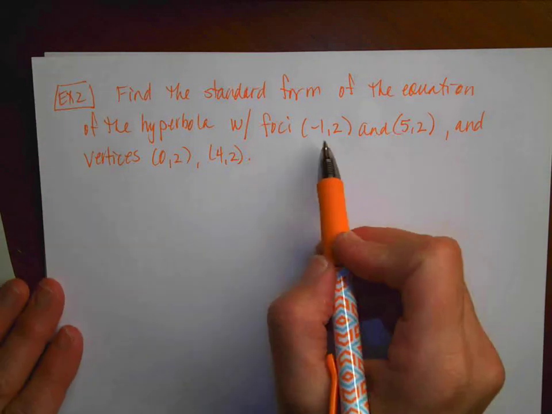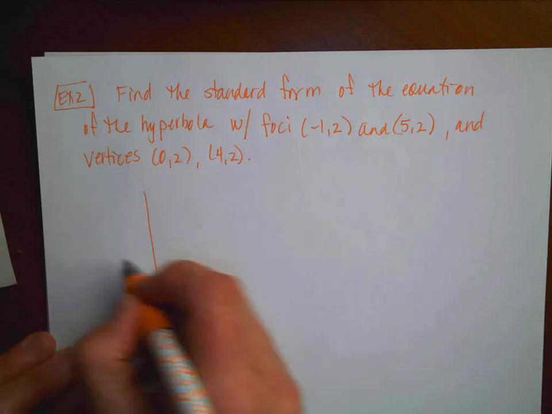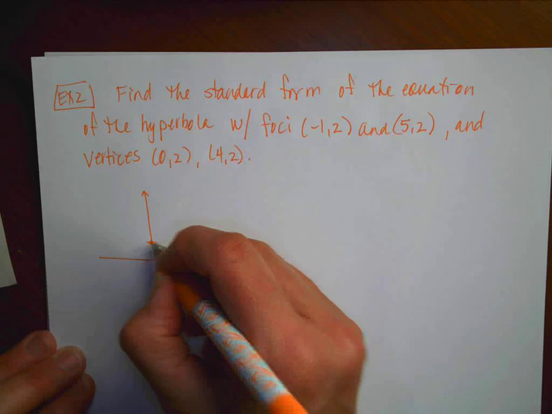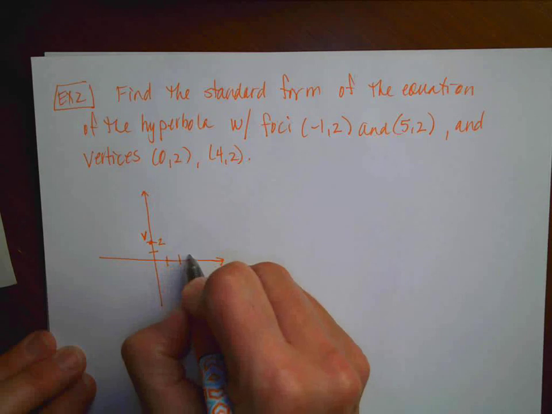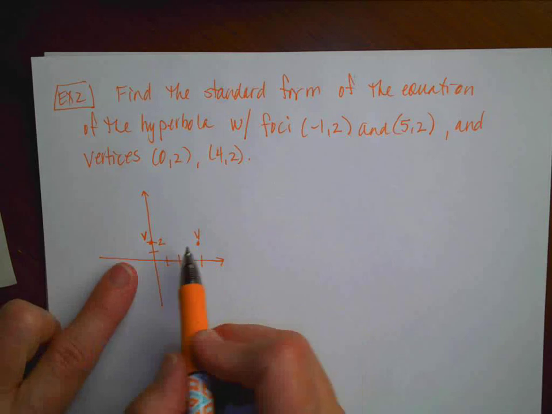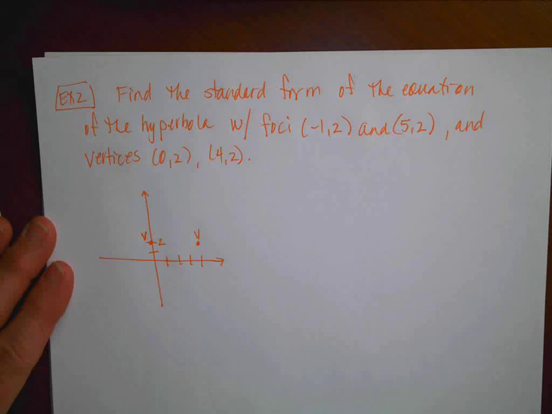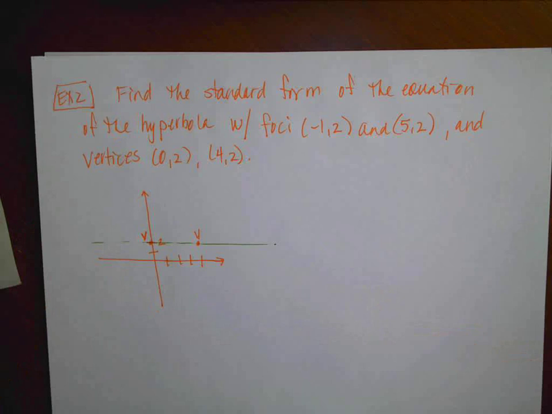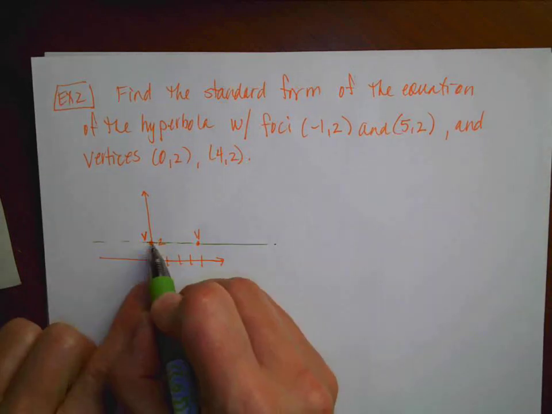So just like everything else, the best thing to start with is a graph. So I'm going to start by labeling, actually I'm probably going to start with my vertices. So as I draw my coordinate system, okay, 0, 2 is going to be a vertex. I'm going to put a 2 and a V, and then I'm going to have 1, 2, 3, 4, 2. So this is going to be another vertex. So since my vertices are at the same height, I'm going to sketch a line, do it in green, and this is just going to be the center, and I'm going to have a horizontal hyperbola, okay?